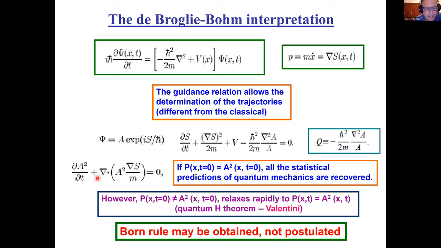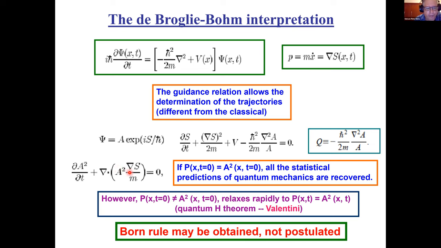Now there is this other equation here, which is a continuity equation for norm of psi squared. We should think that psi describes an ensemble of quantum particles, and what we don't know is the initial position. Gradient of S over m is some kind of velocity field, and this will be a continuity equation of this ensemble of particles with just such a velocity field.